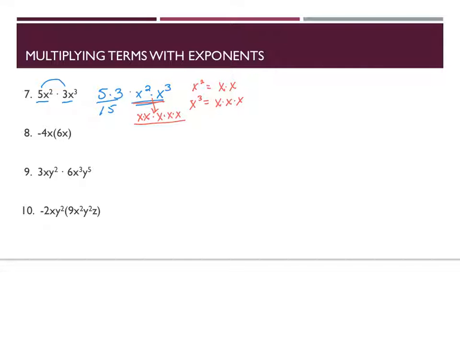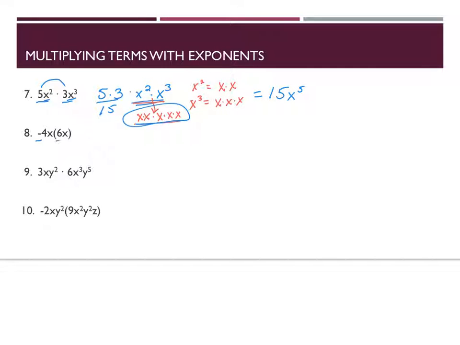Five times 3 gives me 15. X squared times x to the third is going to give me a total of 5 x's multiplied times itself. And the way I write that is x to the fifth. Multiply your pieces and parts.